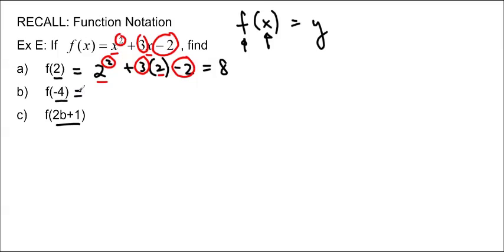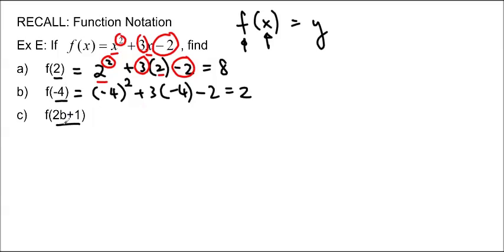It happens the same way with a negative number, but I'm going to put brackets in there because I don't want to do it incorrectly, so don't forget about order of operations. So negative 4 squared plus 3 times negative 4 minus 2, and I'm going to evaluate that, so 16, not negative 16, minus 12 is 4, minus 2, it's 2.